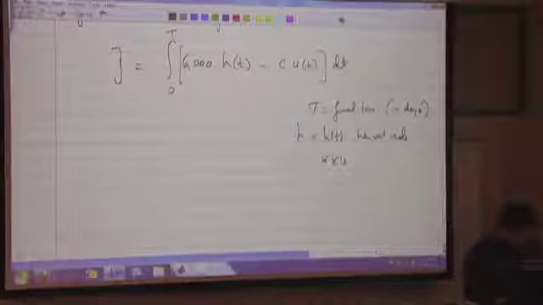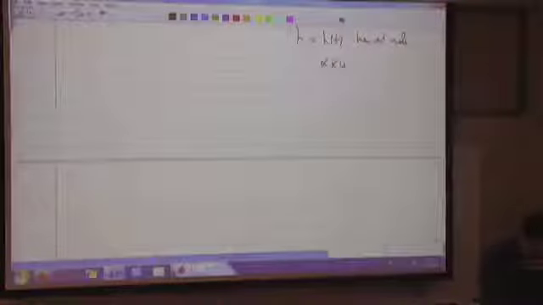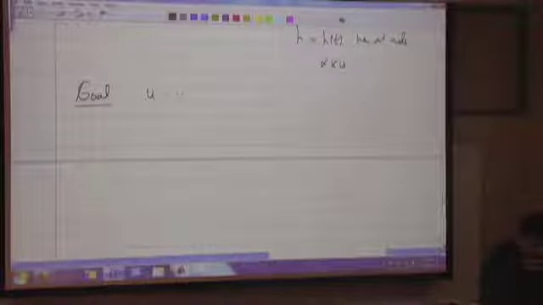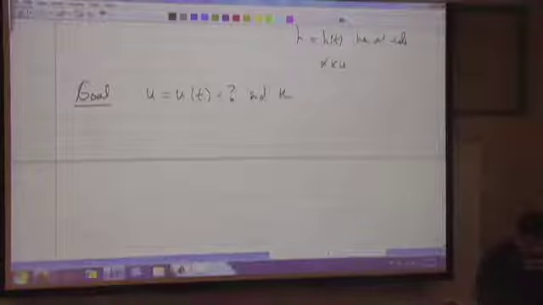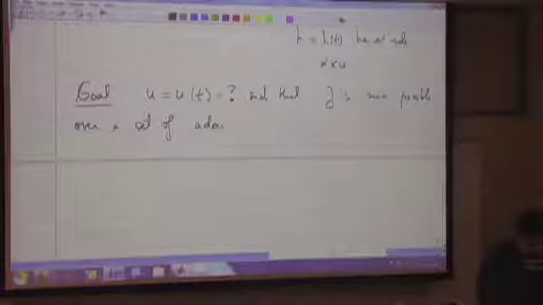Okay, so again, the main goal is to find u such that our j is max possible over a set of so-called admissible controls.